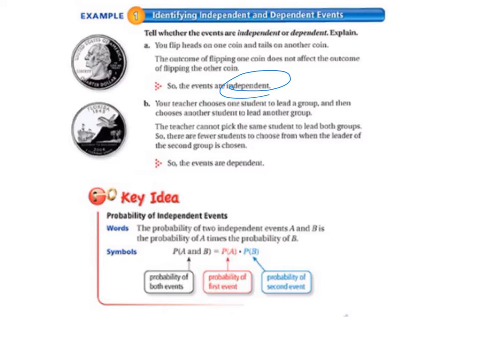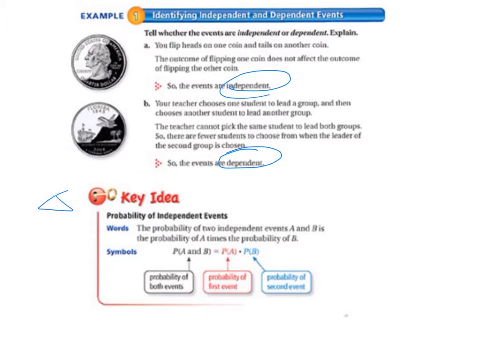Letter B, your teacher chooses one student to lead a group and then chooses another student to lead another group. The teacher cannot pick the same student to lead both groups, so there are fewer students to choose from when the leader of the second group is chosen. So the events are dependent.